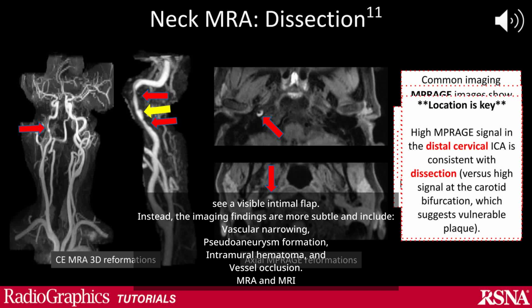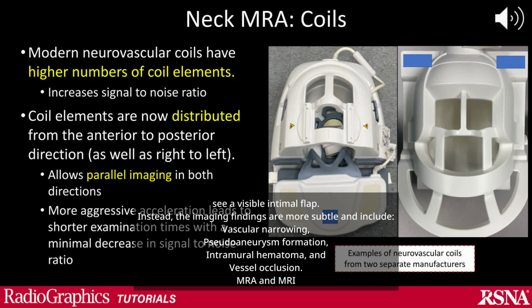For example, in a patient with minor trauma and new transient ischemic symptoms, MPRAGE demonstrates high signal intensity in the distal cervical ICA, consistent with an intramural hematoma. Location is critical here. High signal at the carotid bifurcation would suggest vulnerable plaque instead. Fat-suppressed T1 sequences can also highlight intramural hematomas in both carotid and vertebral artery dissections.